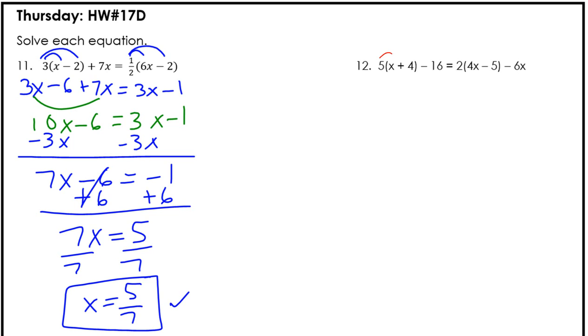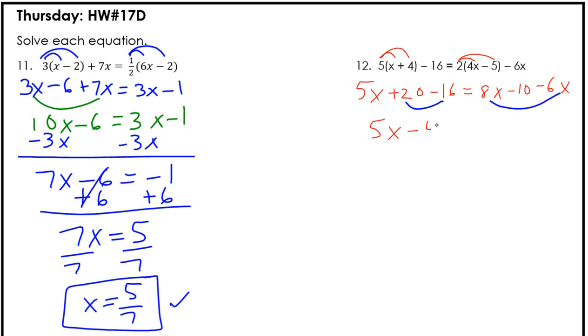I'm going to do the same thing for number 12. I'm going to distribute when I need to. And I'm going to rewrite when I'm done. So 8x minus 10. And now both sides have like terms. This one is constants, this one is variables. But either way, I can combine these numbers.